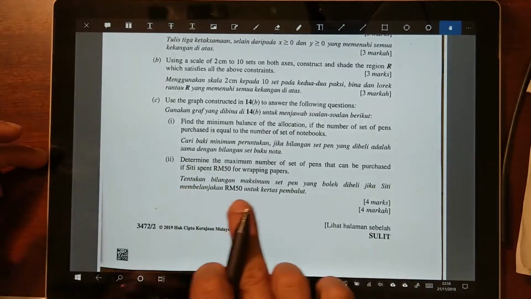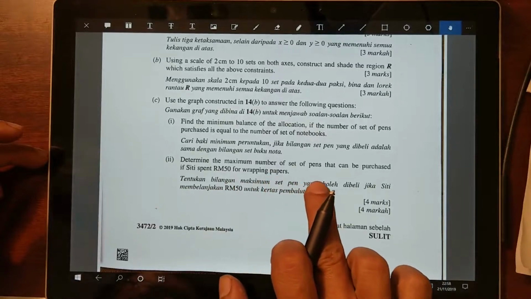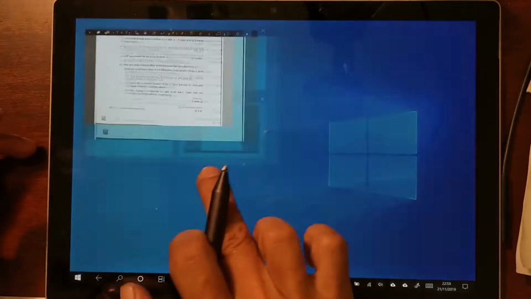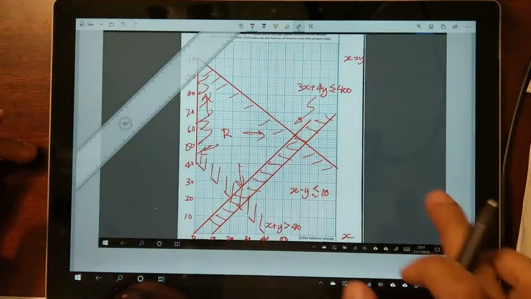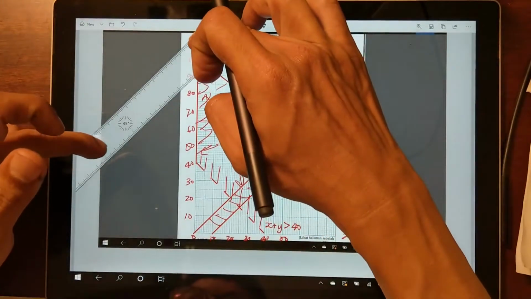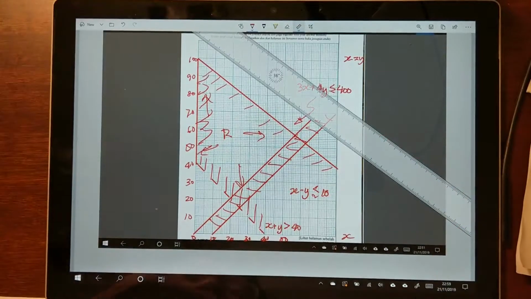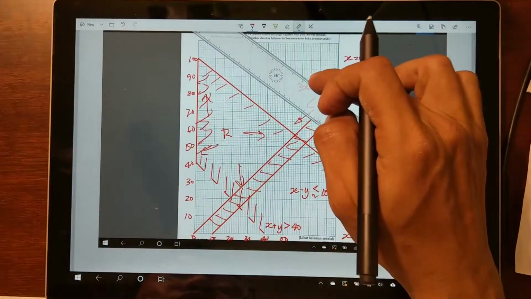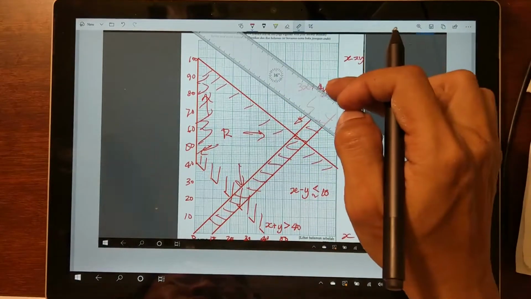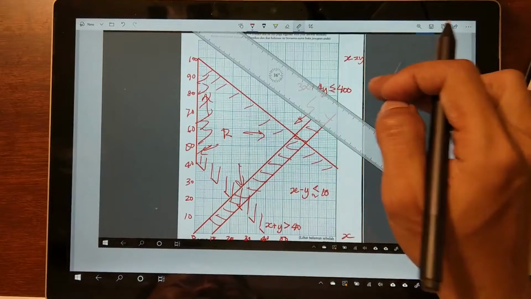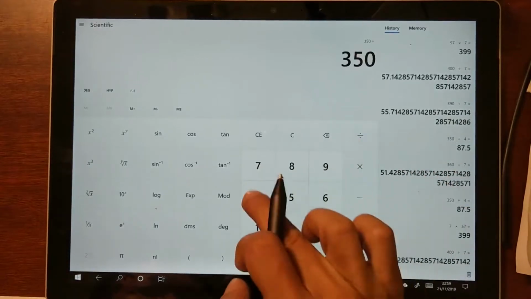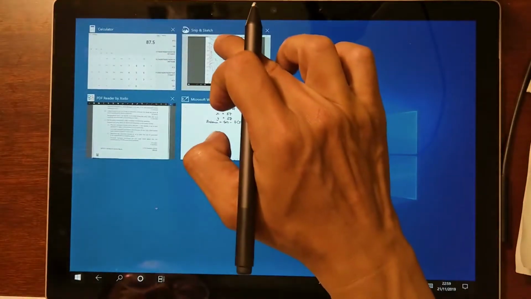Determine the maximum number of sets of pens that can be purchased if Citi spent 50 ringgit on wrapping papers. Okay, so your budget has essentially been reduced, right? So instead of having a budget of 400, you've lost 50 ringgit. Okay, so let's try and figure this out. You need to draw a line that says 3x plus 4y less than or equal to 350. So let's set x equal to 0. Your y-intercept would be 350 divided by 4, which is 87.5.